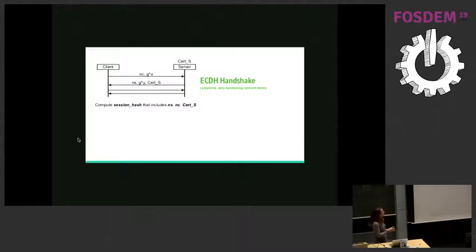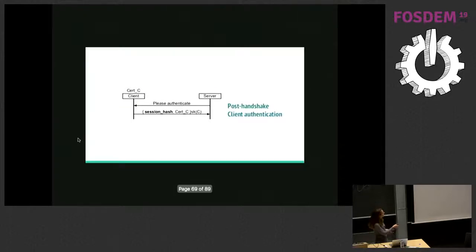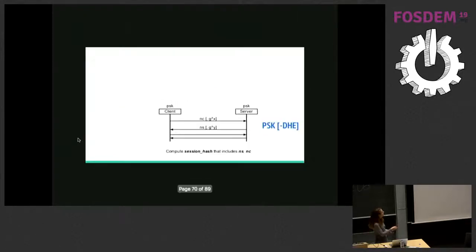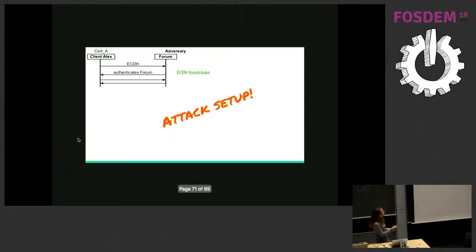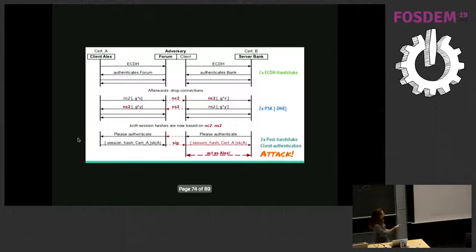The attack, I won't go through it in much detail, exploits the use of three different TLS handshakes. This is an initial handshake. It exploits the post-handshake client authentication. And it also exploits this resumption handshake, which is a pre-shared key handshake. All of those handshakes in combination lead to this attack, where an adversary can, right at the end here, impersonate a client. So if you are an honest client and this is your bank, the adversary can impersonate you.